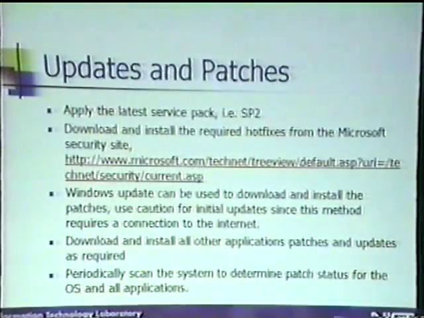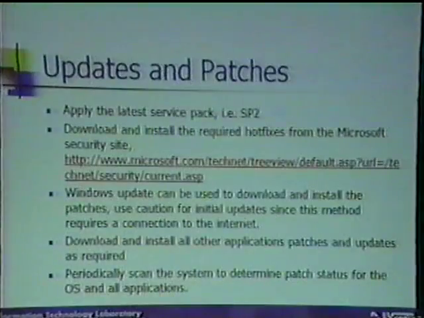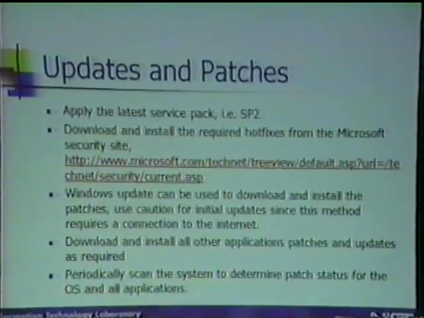You can use Windows Update to download and install these patches, but it comes back to putting your system on the internet. You want to avoid that if possible until you've got some kind of patching on your system. Download and install, of course, all the other application patches, and continuously scan your system to make sure that all the updates are there and patches are available.